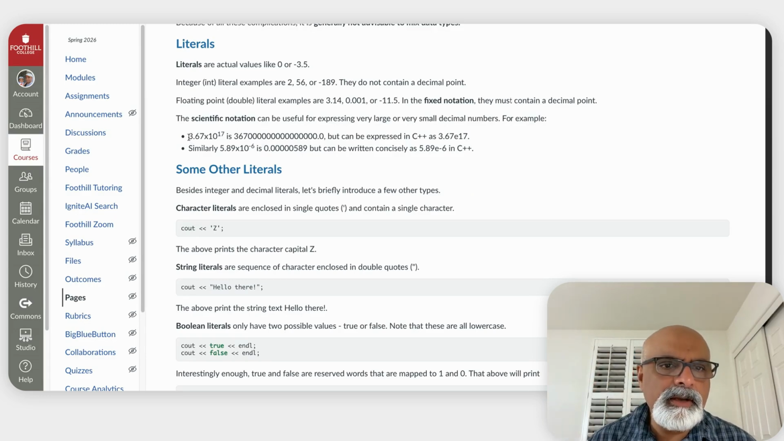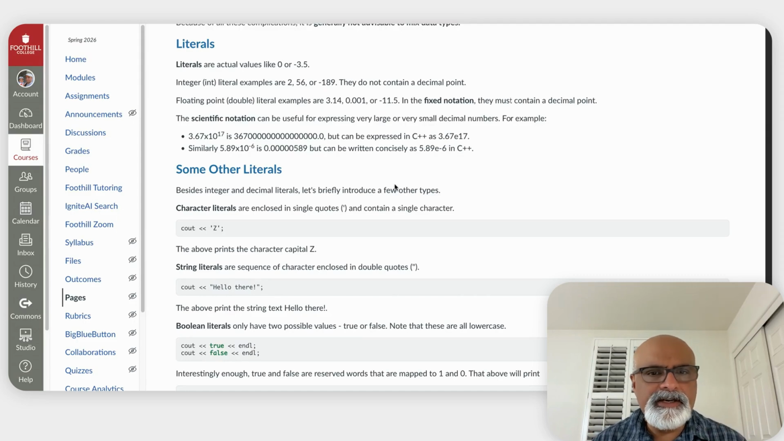So here's a very large number, 3.67 times 10 to the 17th. This is 367 followed by 15 zeros here, but can be concisely represented in C++ by 3.67 E17. Right? A very small number like this one, 5.89 times 10 to the negative 6, a very small number here indeed, can be concisely written as 5.89 E minus 6 in C++.